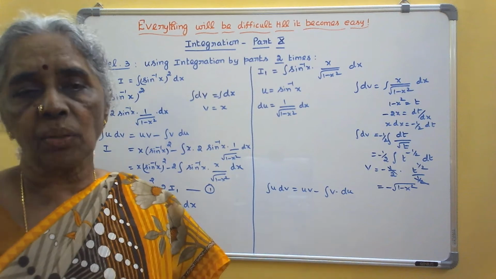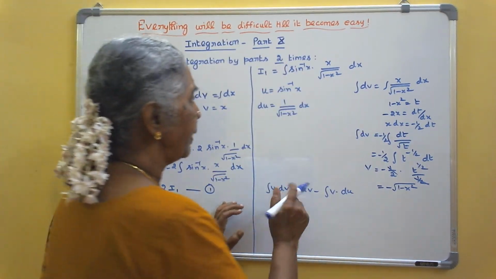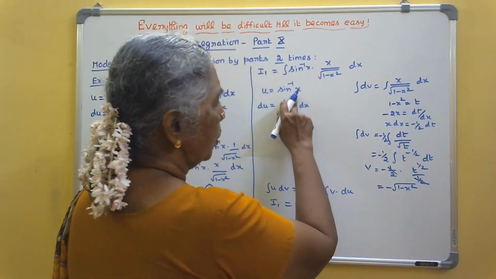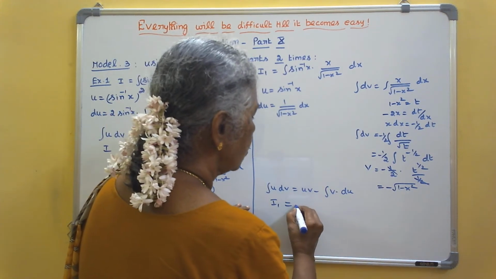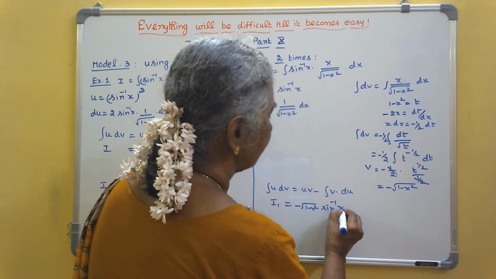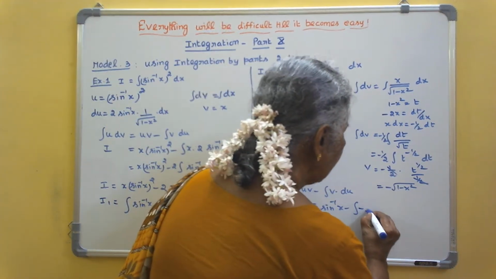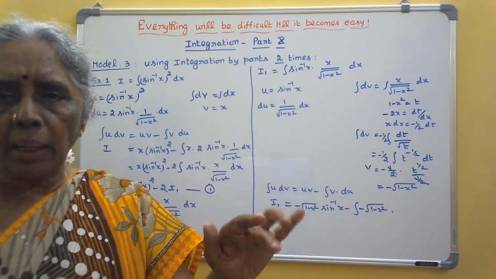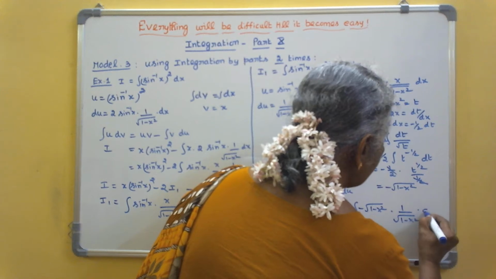Now the left hand side is not I, that will be I1 because that is our sum. So now you will be getting here I1, that is equal to u into v. U is sin inverse x, v is minus root 1 minus x squared. So I will write this first and then I will write sin inverse x minus integral v. V is minus root 1 minus x squared into du is what?